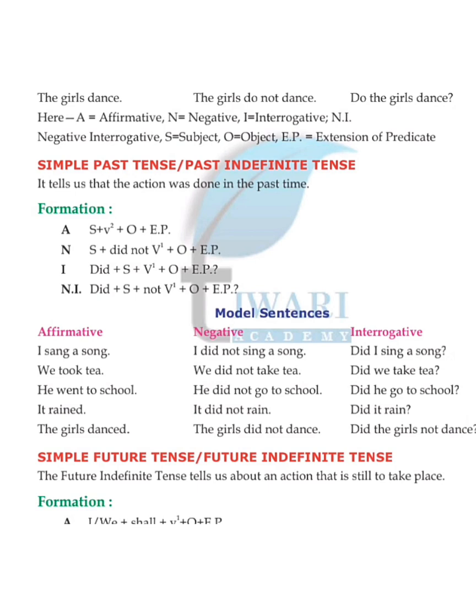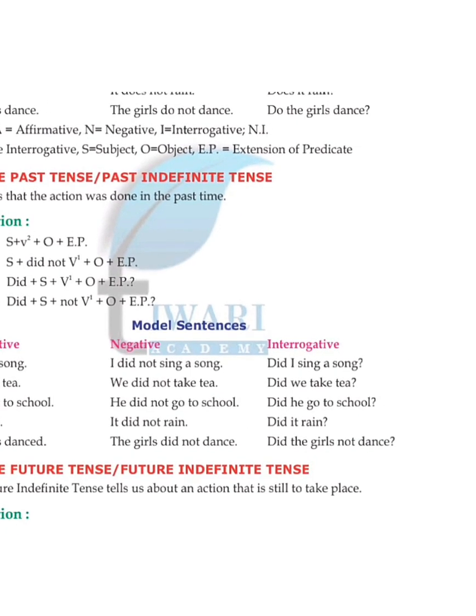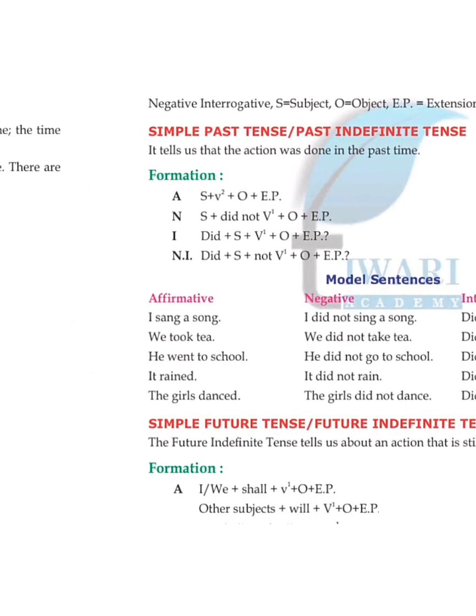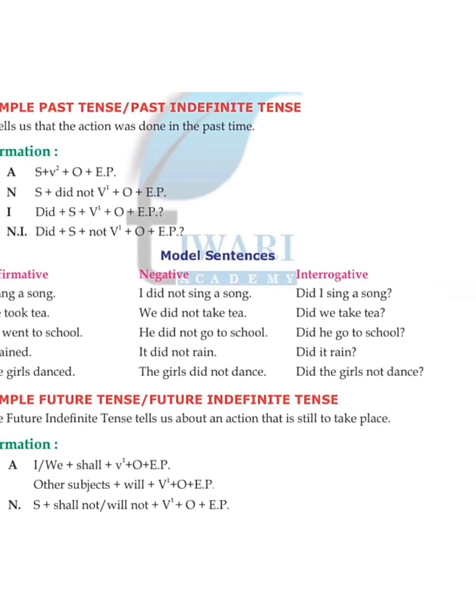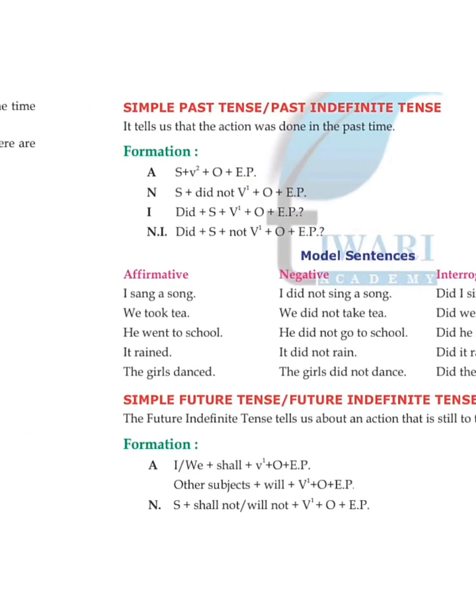It rained, it did not rain, did it rain. The girls danced, the girls did not dance, did the girls dance. Okay, simple future and future indefinite tense. The future indefinite tense tells us about an action that is still to take place.